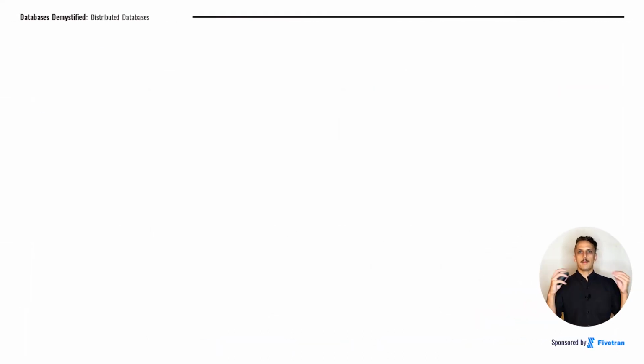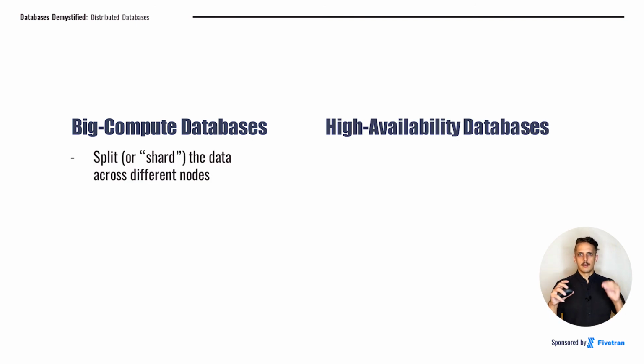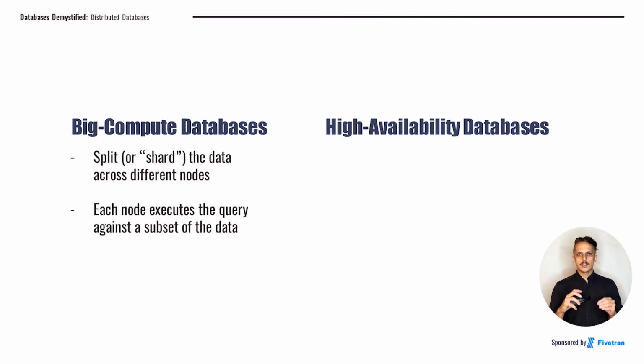Let's talk a little bit about the two big paradigms of distributed databases. The first is big compute databases, and the second is high availability databases. In the big compute databases, we're going to split or shard the data across different nodes, and each node is going to execute the query against a subset of the data. Then we're going to combine all of the results at the end, and that's going to allow us to process our data faster by having multiple computers doing the work rather than having only one computer that has to do all of the work.